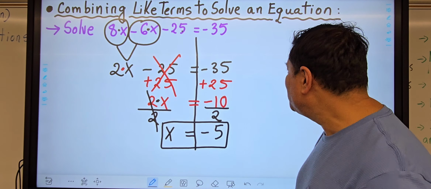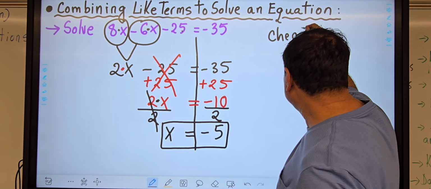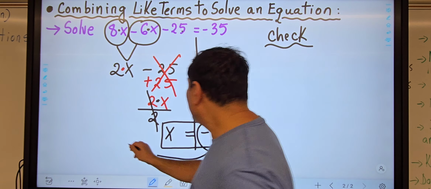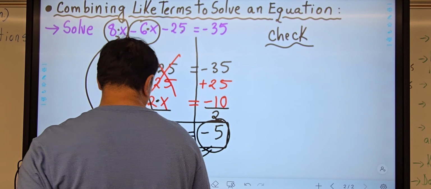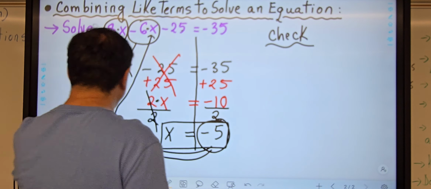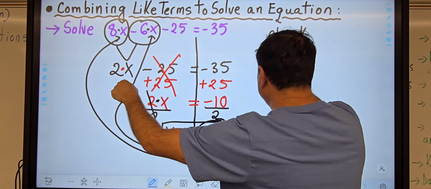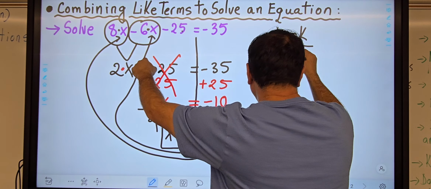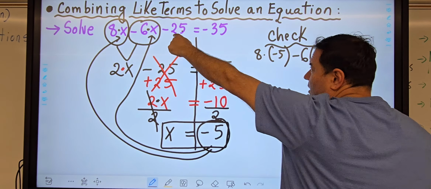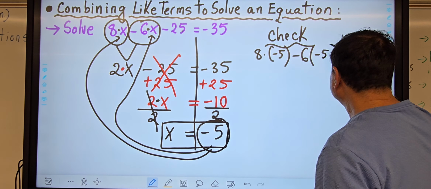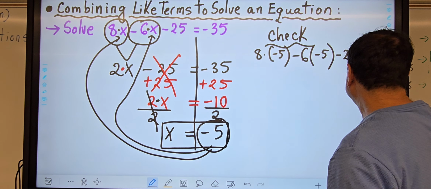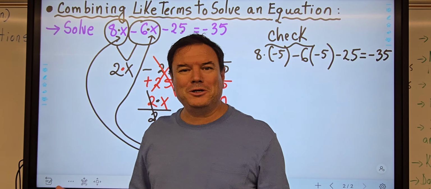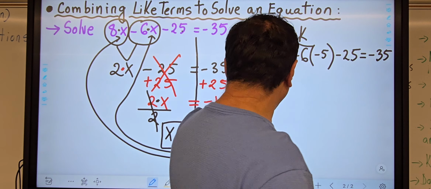And now let's check to make sure we got the right answer. Let's check our work. And remember, we are going to substitute negative 5 for x into the original equation in two places here. So we have 8 times, instead of x, we are going to put negative 5, minus 6, instead of x, we are going to also put negative 5, minus 25, equals negative 35.